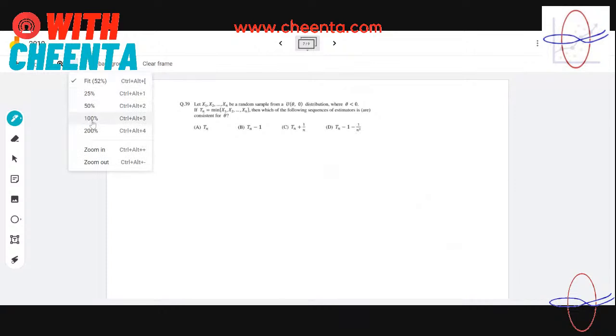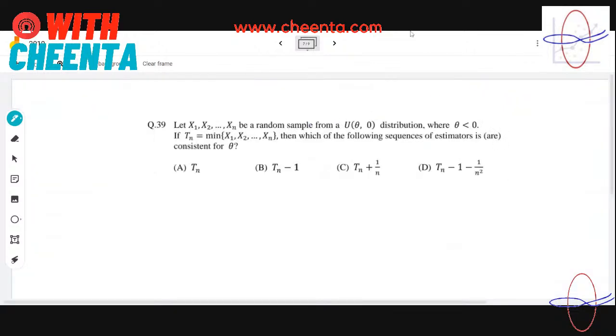The last 2 problems are left. So x1, x2, xn is a random sample from uniform theta comma 0. Also, I just remembered the homework. You can also find the minimal complete sufficient statistics from uniform 0 comma theta for theta, and also for uniform a comma b. Prove that x1 comma xn is a minimal sufficient and complete statistic. Okay, prove that.